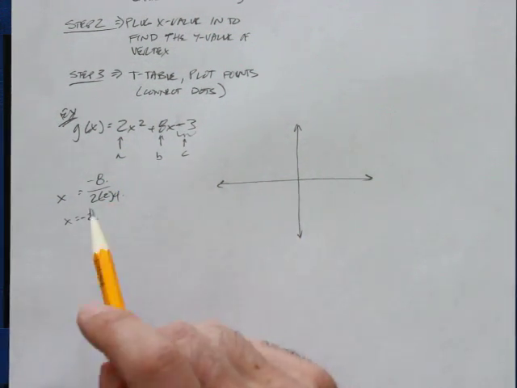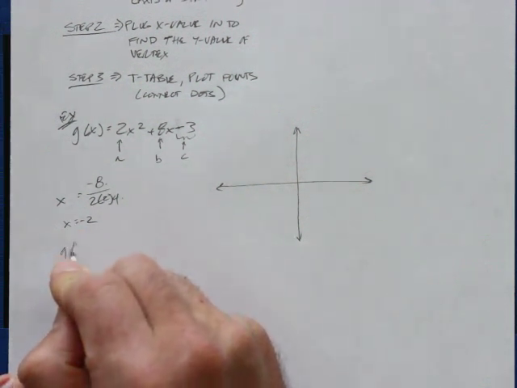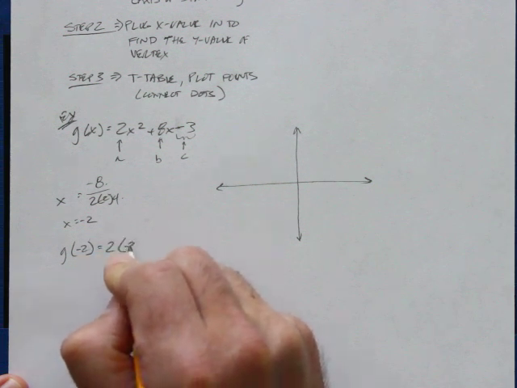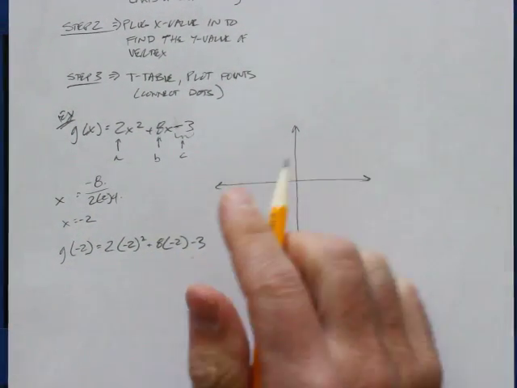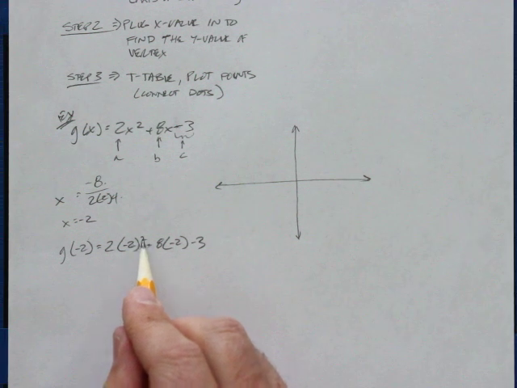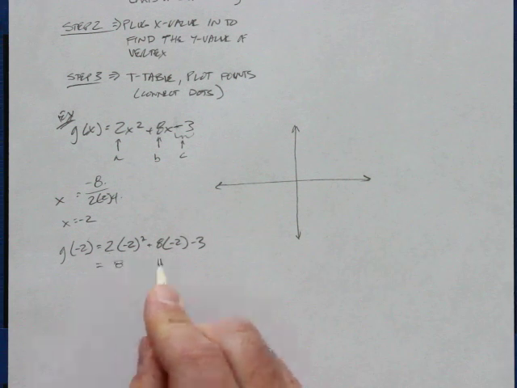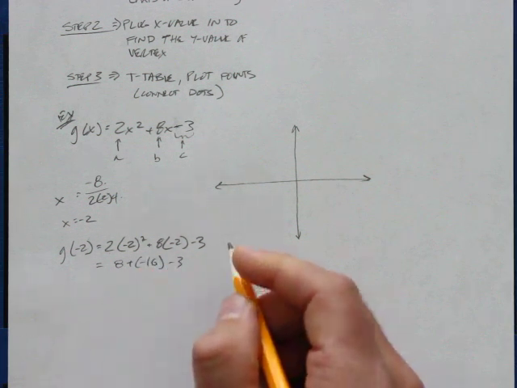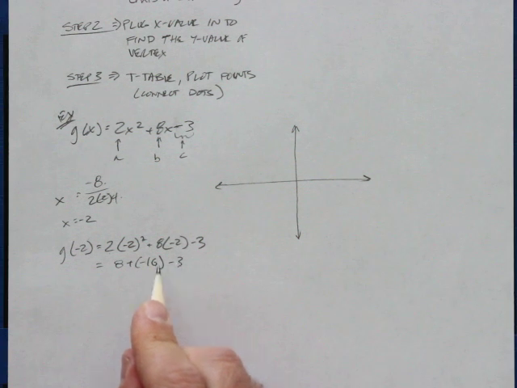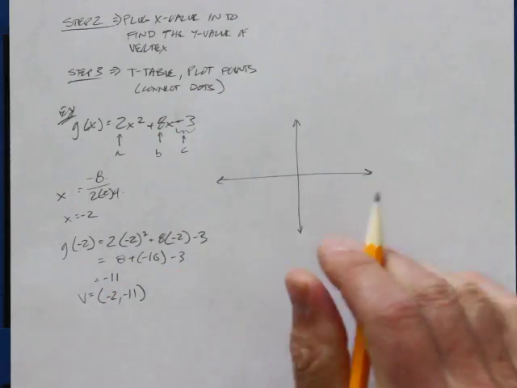Now we need to do step 2, which is plug negative 2 back into our original equation. So we say g of negative 2 equals 2 times negative 2 squared plus 8 times negative 2 minus 3. Negative 2 times negative 2 is positive 4. 4 times 2 is 8. Plus 8 times negative 2, which is negative 16, minus 3. Negative 16, negative 3 is negative 19, plus 8 is going to get me negative 11. So my vertex equals negative 2, negative 11.